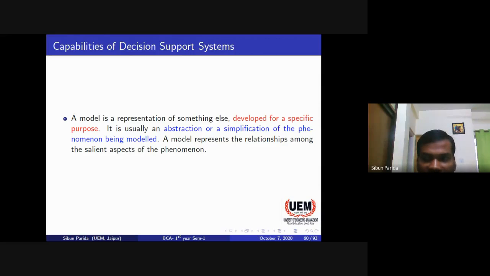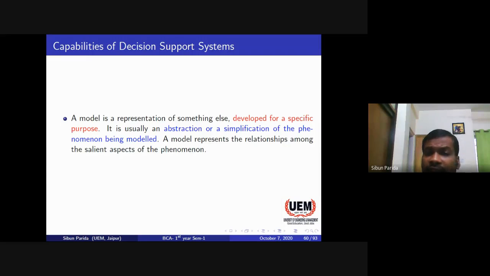Suppose you are appearing for an exam and you are scoring very low marks. That doesn't mean that the decision you take, the other person is also going to take. The objective is the same: appearing for the exam and scoring marks. But suppose you take two to three hours per day to study. It might not be possible for the other person to study two or three hours; he may study 20 or 30 minutes. So that's what I am saying here: decision support systems are for a specific purpose. You cannot make them a generalized system.